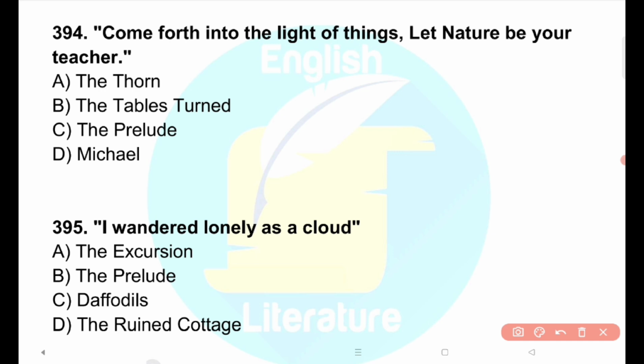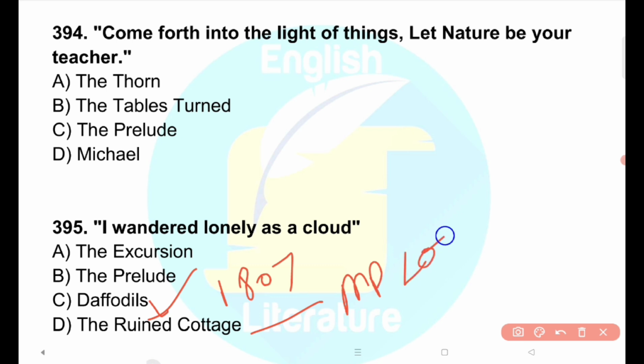I wandered lonely as a cloud. Option C. This is the famous opening line of I Wandered Lonely as a Cloud, 1807. The poem describes a field of golden daffodils and their impact on Wordsworth's imagination. The Excursion, a philosophical poem. The Prelude, an autobiographical poem. The Ruined Cottage, a melancholic poem about loss and suffering.